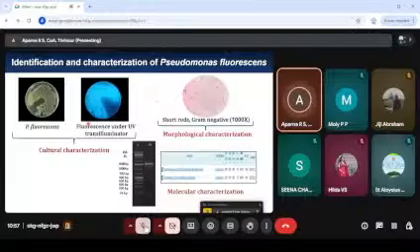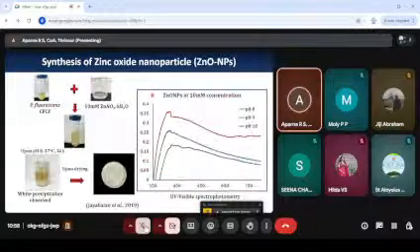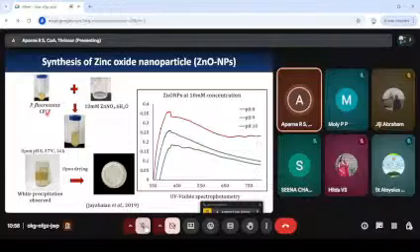So here, cultural characterization showed circular colonies with yellowish green pigmentation in specific media, and the fluorescence was observed under the UV light. From the morphological characterization, the isolate was gram-negative and appeared as short rods, and final confirmation of the isolate was done through molecular characterization, and it was identified as Pseudomonas fluorescens. Later, the cell-free culture filtrate of the Pseudomonas fluorescens was used for the synthesis of zinc oxide nanoparticles.